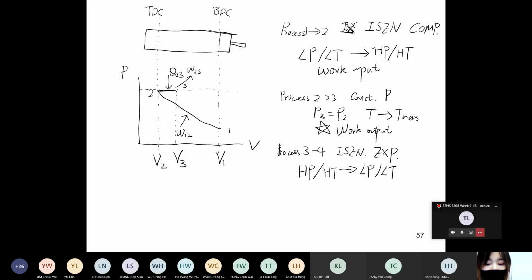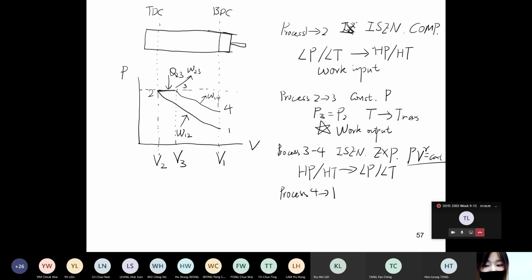Isentropic. The characteristic of this process is what? PV to the power of gamma equals what? Constant, right? It doesn't change during this process. And for the process from 3 to 4, what we have is a work output.